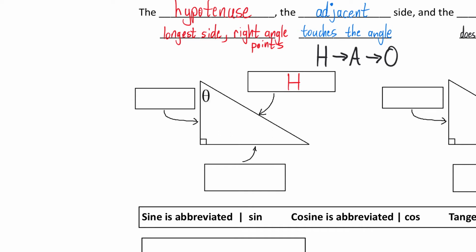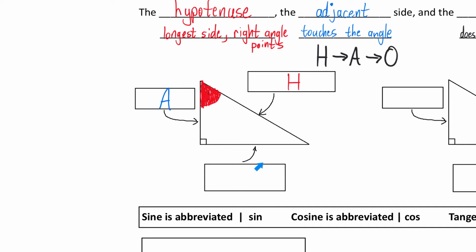Next, I'm always going to label the adjacent. I forgot to mention, here's the angle we're talking about. It's got that Greek letter theta, which is just a variable for an angle. Which one is the adjacent here? Yeah, the one touching the angle. So this one right here is the adjacent, because you can see how this side is touching the angle.